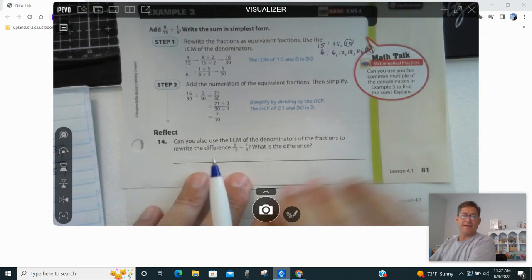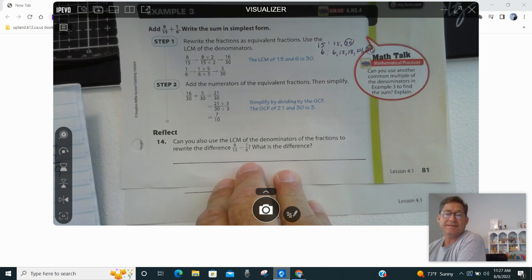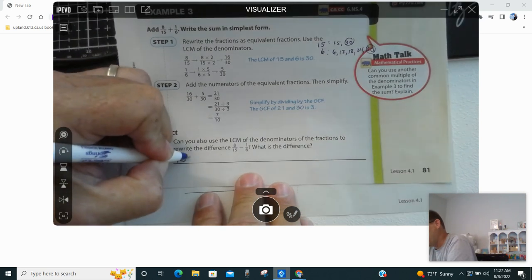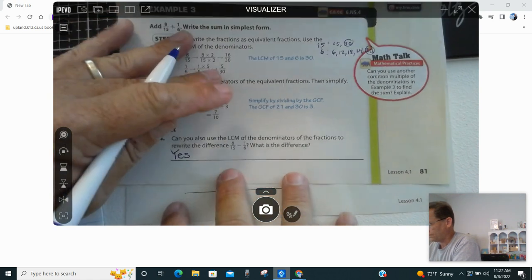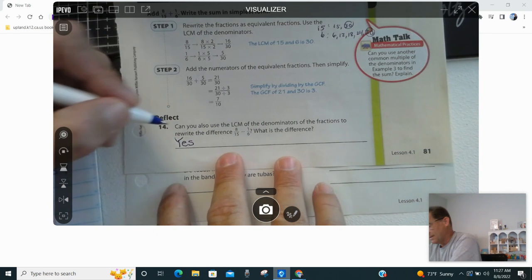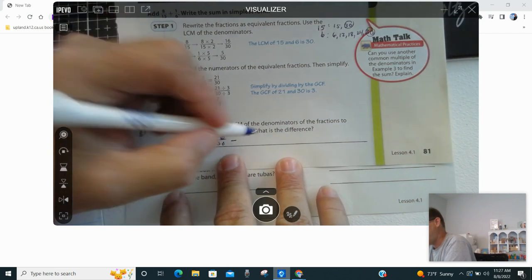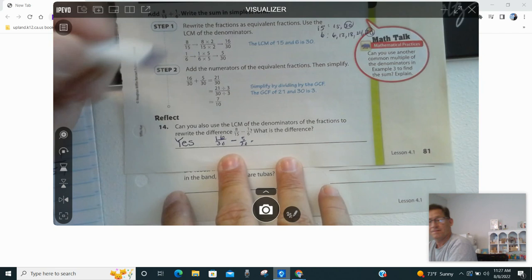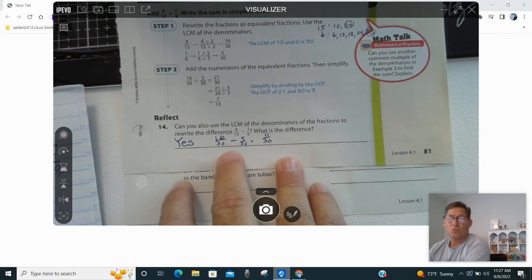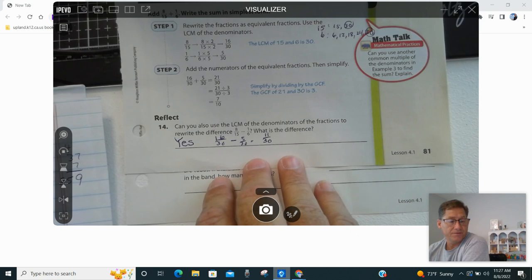All right, 14. Can you use the least common multiple of the denominators of the fractions to rewrite the difference 8/15 minus 1/6? Yeah, of course we can. So we have 16/30ths minus 5/30ths. So 16/30ths minus 5/30ths is 11/30ths. Well, I know 11 is a prime number, and nothing times 11 would give me 30. So that's the answer, 11/30ths.